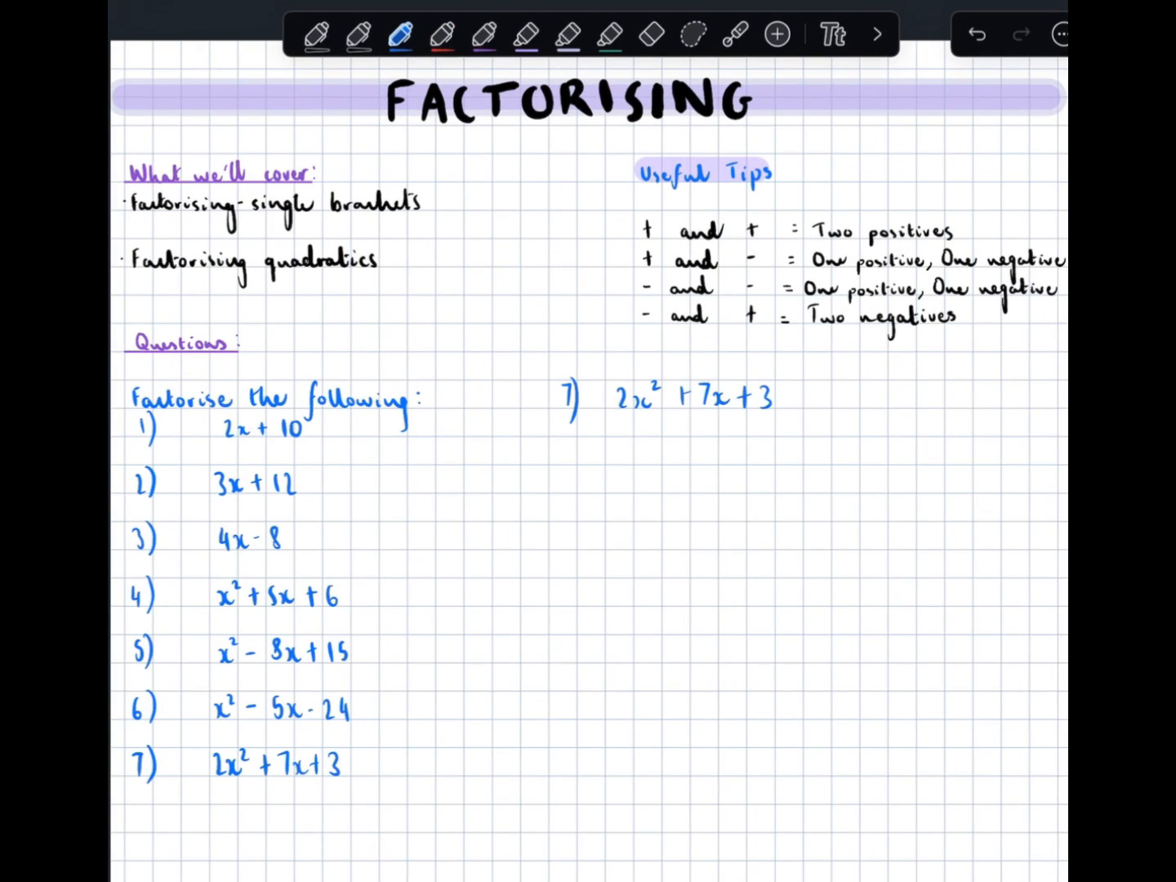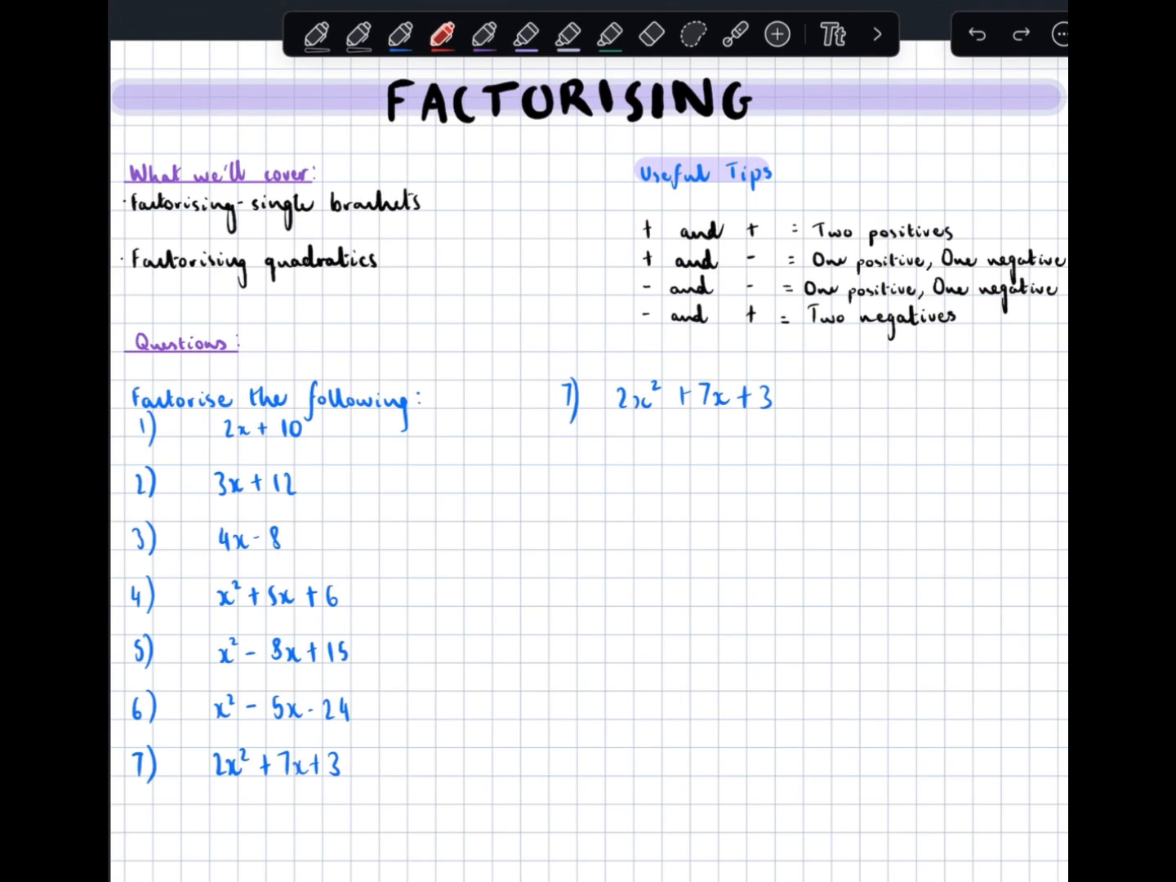So that's looking at question 7 now, which is 2x squared plus 7x plus 3. So this one's a little bit different to the previous quadratics that we've looked at, because we can see that the coefficient of x squared is greater than 1. So the coefficient of x squared just means the number before the x squared. So in this case, it's 2.